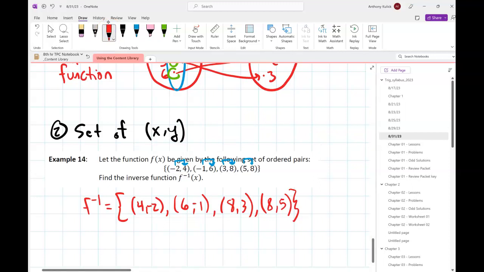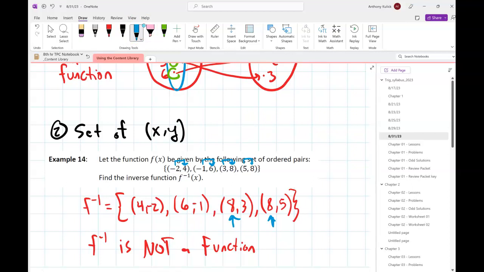Okay. Everybody see what we did there? What did we, in your own words, what did we do? Switch the X and Y. That's all we had to do. Easy, right? Is F inverse a function? No. Why not? Yeah, we have a repeating X coordinate. That X coordinate went to 2 different locations. F inverse is not a function.